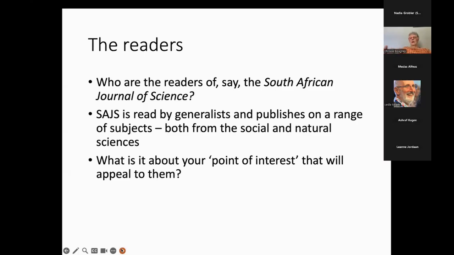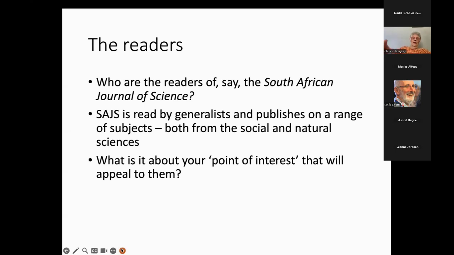So if I want to publish in the South African Journal of Science, a lot of the people who read the journal and who might be interested in my article will just be academics in, say, botany or computer science. So I have to think of the way I can make my article interesting to them. And one of the ways I might do that is embed it in a problem they might experience as academic teachers, or debates about the higher education system.